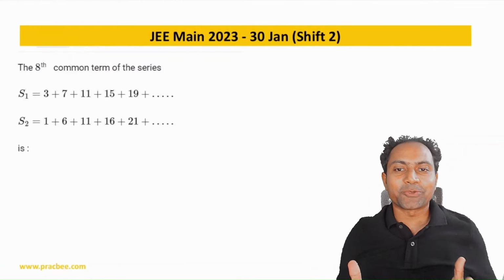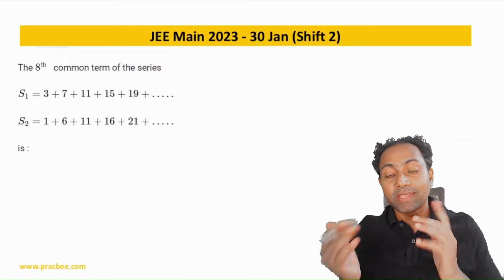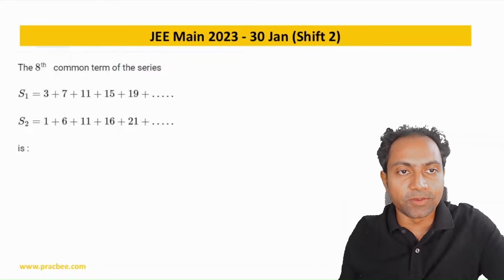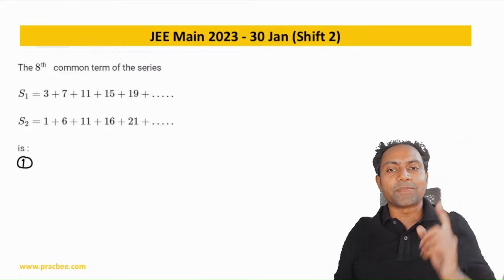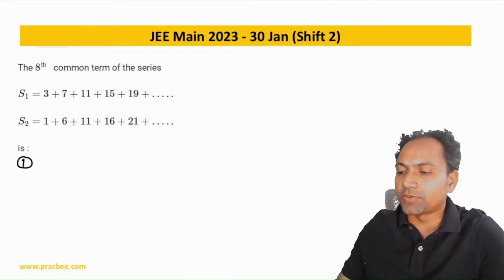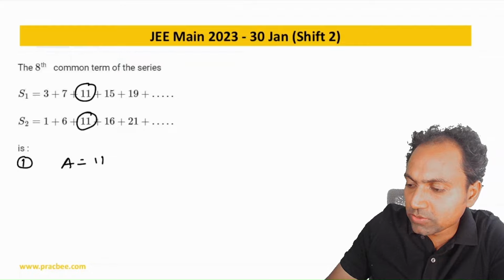Now let us move on to the next question. This is a slight variation of the earlier question. Earlier they were asking how many terms there are. Here they are asking what is the value of the eighth common term. The first step in this question can be easily done just by observation. You can observe that 11 is the term that is common. So the value of A comes out to be 11.